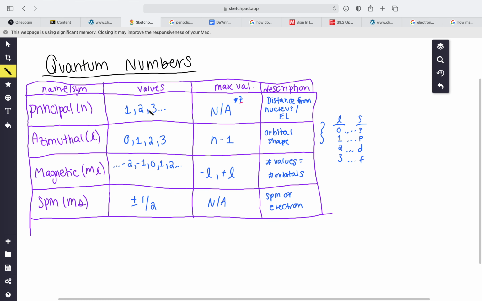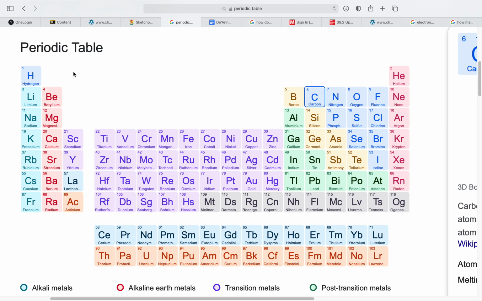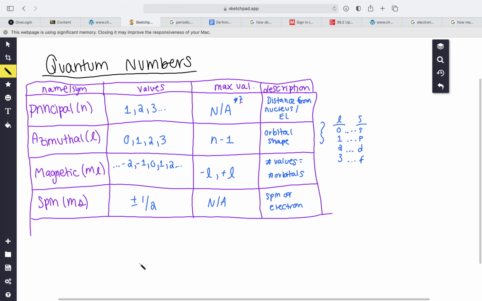And again, the values go 1, 2, 3, because if you look at the periodic table, you have 1, 2, 3, 4, and so on. You don't have any halves in there, you don't have any zeros. There is no 0 energy level, because if there was a 0 energy level, there would be no electrons. So first energy level, second energy level, third, fourth, fifth, and so on.